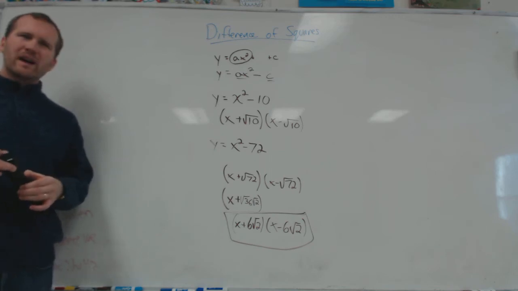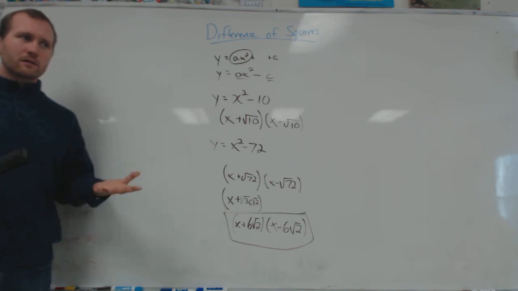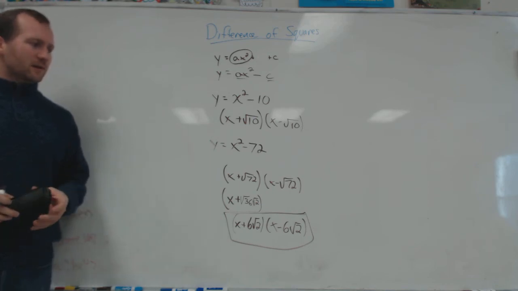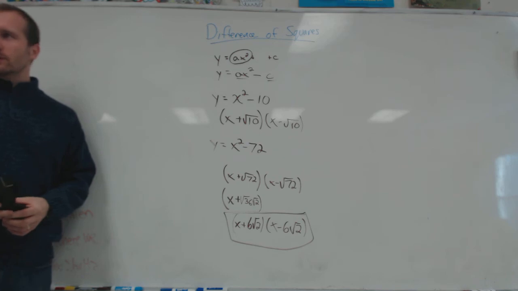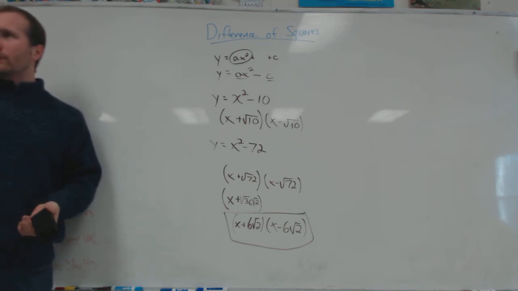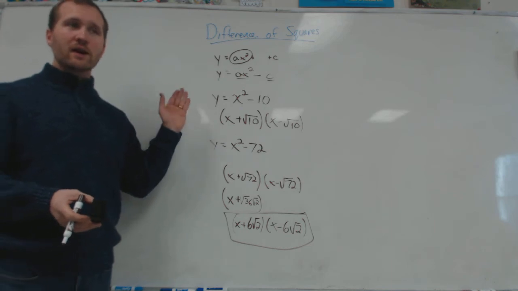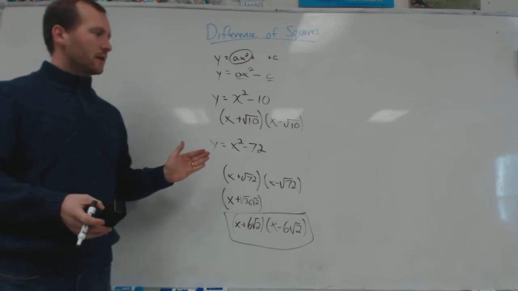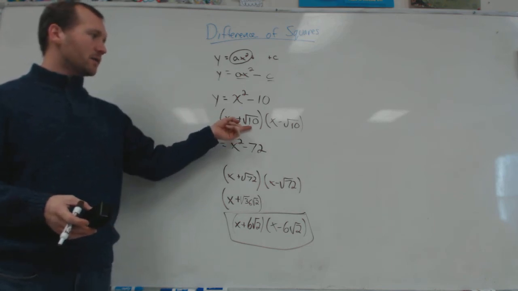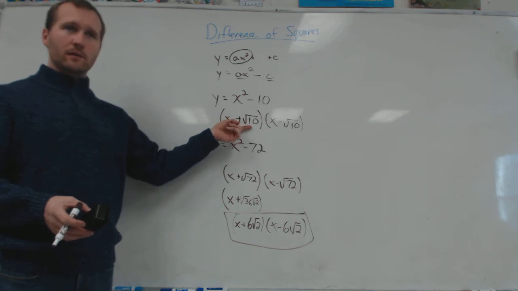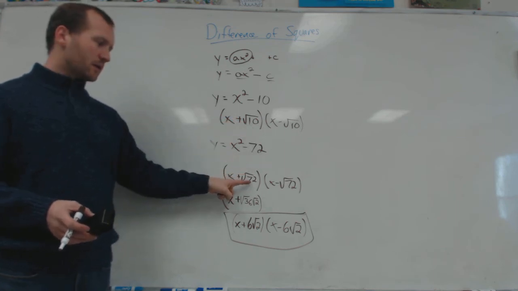So it's a pretty simple pattern, right? I mean, x plus the square root of the second one, x minus the square root. But don't forget about all these other factors, right? If you can pull out a greatest common factor, you still need to do that. If it's not a perfect square, you can still use this pattern. But make sure you get your square root simplified.